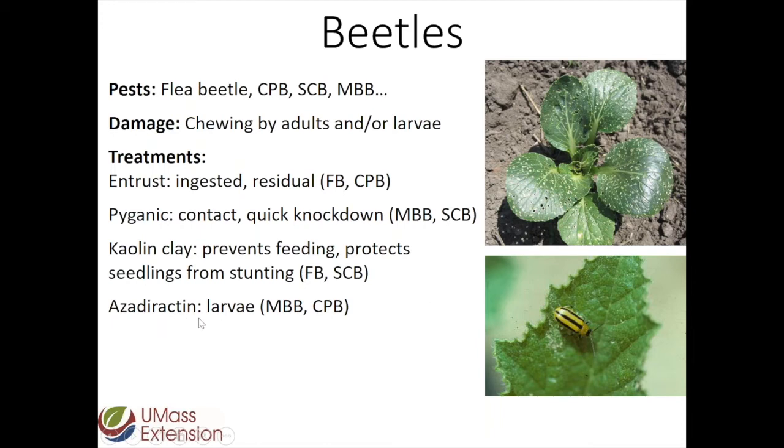And then Azadirachtin we would recommend for the larvae of these Mexican bean beetle and Colorado potato beetle. The larvae are hanging out on the leaf, and so they're easy to hit with this material that's going to prevent them from growing.